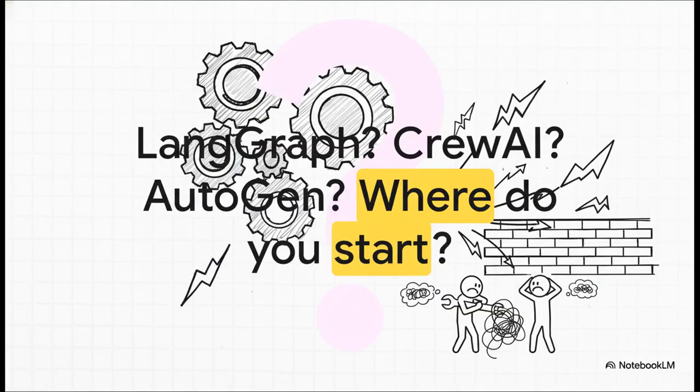And that's usually when you hit the wall. You see these names floating around, LangGraph, CrewAI, AutoGen. They're all super powerful, for sure, but they all have completely different philosophies. And if you pick the wrong one for your project, you're going to spend all your time fighting the framework instead of actually building your thing.